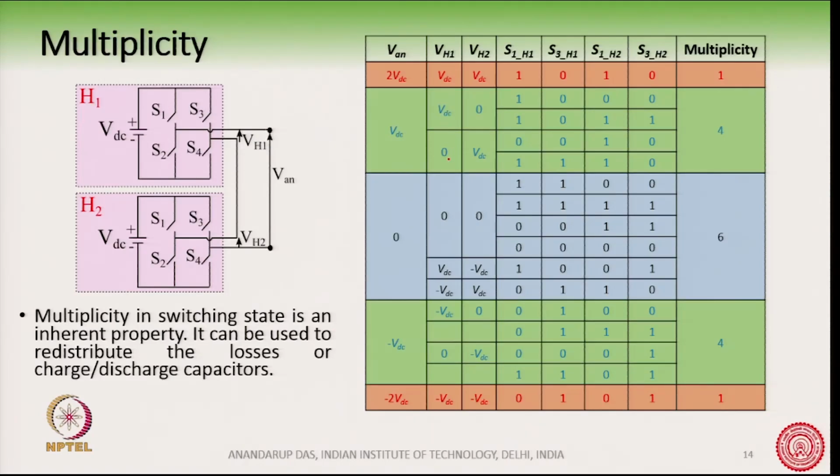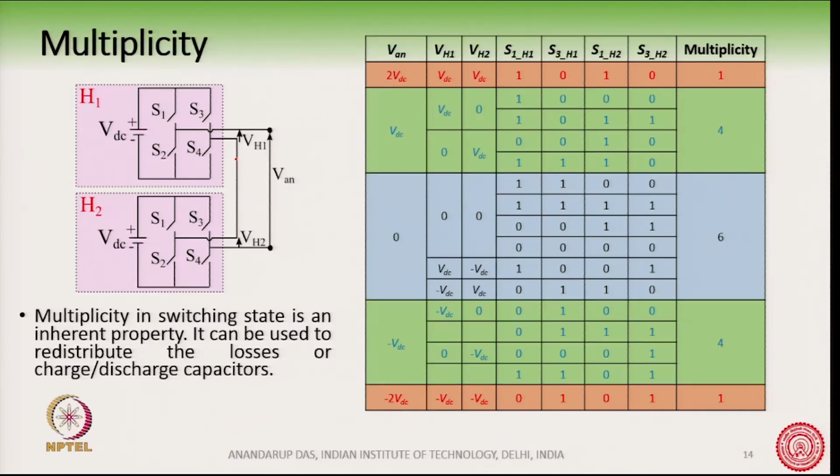But on the other hand, if I use this multiplicity instead of this plus VDC multiplicity, then I can completely bypass the capacitor, because when we are getting 0 voltage, essentially we are turning on either the lower 2 switches or the upper 2 switches. So the current will come here, go through this switch and come out like this without changing the voltage of the capacitor. It will not go through the capacitor.